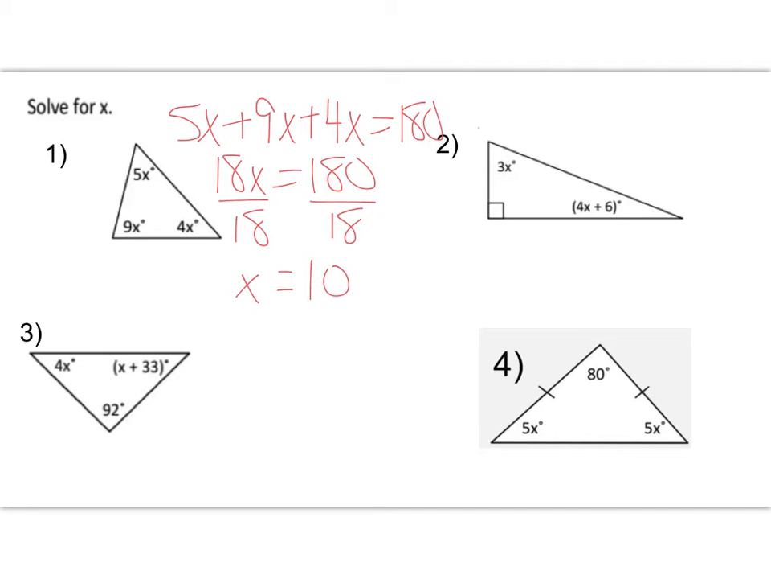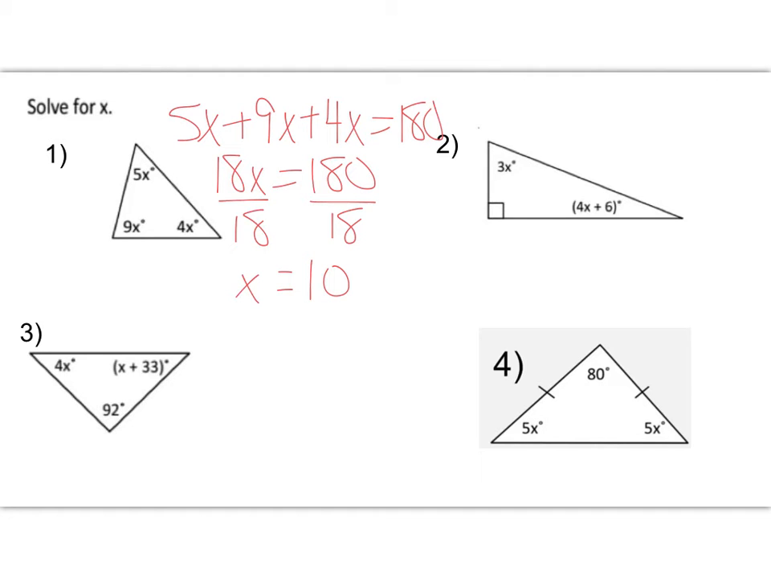So on this one, all they told me to do was solve for x. Sometimes they want you to plug back in and find angle measures. So if we wanted to know what those angles actually measured, we would say 5 times 10, 4 times 10, 9 times 10. Okay, so the next one has 3x, it has the little box, and 4x plus 6.